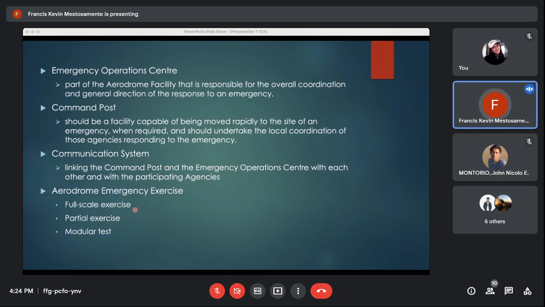So we have these exercises and the aerodrome is required to conduct them in a full scale, in a partial scale, and in a modular test or per specific emergencies. The full scale is required to be conducted at an interval not exceeding 2 years. The partial exercise is required to be conducted at a yearly interval. And the modular test, these are concentrated efforts, is required to be done at an interval not exceeding 3 years. So again, per 2 years, per year, and not exceeding 3 years for the modular test.